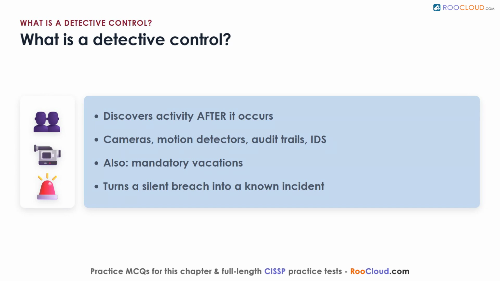Picture a review of access logs that reveals someone entered a restricted room at 3 a.m. The control did not stop the entry, but it made sure you know it happened. Detection is what turns a silent breach into a known incident you can respond to.